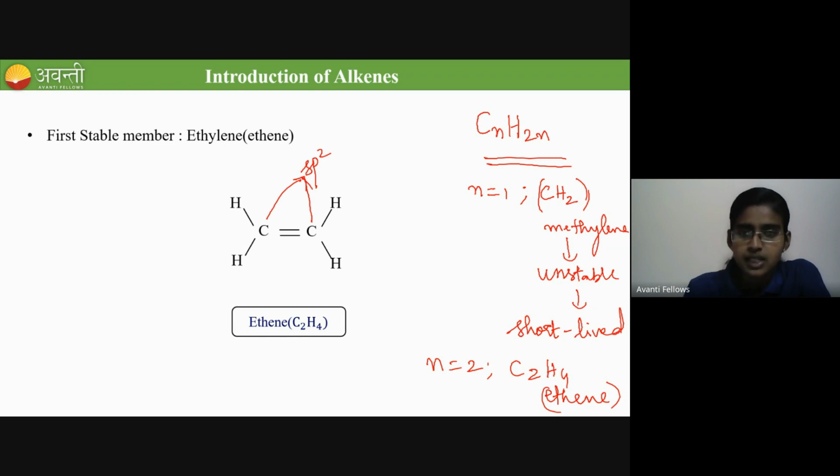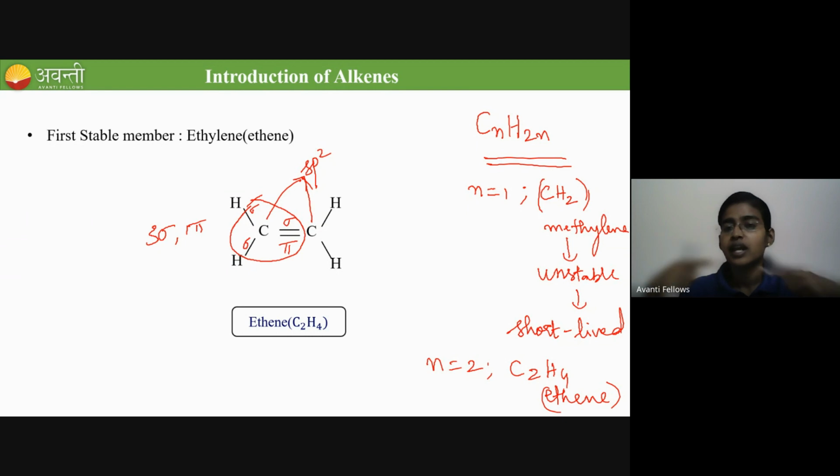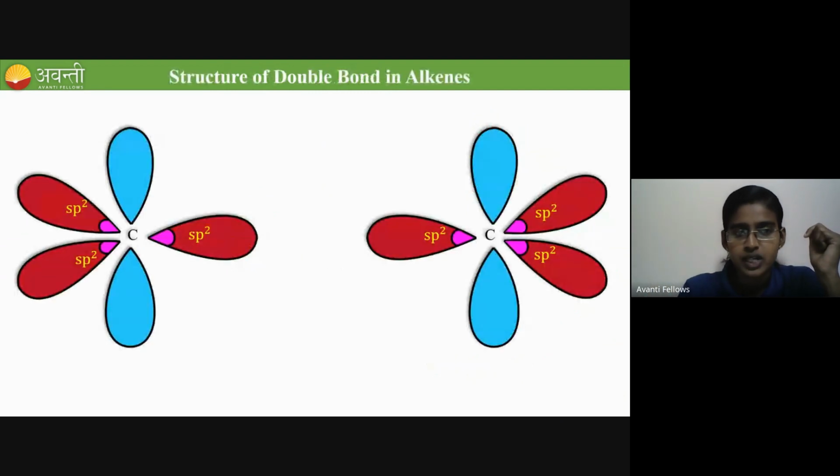So let me show you the orbital overlapping. In this double bond, one is sigma and the other one is pi. And the carbon-hydrogen bonds are sigma bonds. So totally around one carbon, we have 3 sigma bonds and 1 pi bond. You all know that a sigma bond is formed by the head-on overlap of the orbitals, and pi bonds are formed by the sideways overlap of the orbitals, right? So let me show you the orbitals. Here are the 3 sp2 hybridized orbitals of each carbon, and one unhybridized p orbital. One unhybridized p orbital of each carbon is shown to you.